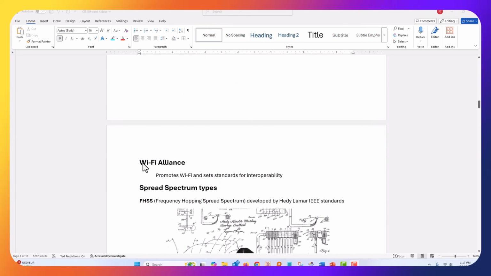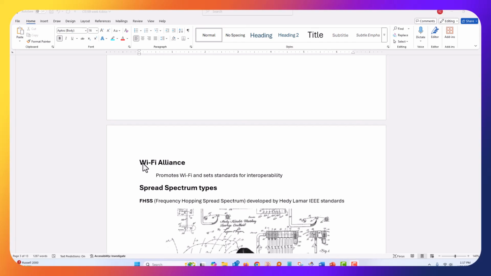The Wi-Fi Alliance is an organization that was set up to promote Wi-Fi and to set the standards for interoperability. So in other words, the Wi-Fi Alliance is the one that certifies devices, that says, okay, this is an 802.11n device, and it meets all the standards for 802.11n, or all the standards for 802.11ax, and so on. And that's so that devices can interoperate. In other words, the wireless radio card in your computer and the wireless router all work the same way, so that they're compatible with each other.